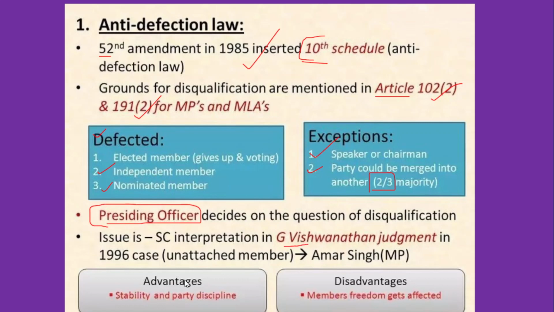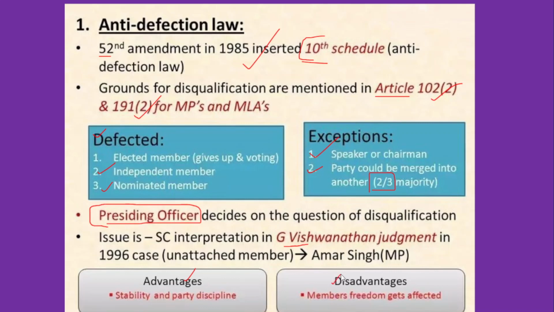Okay, if we talk about the advantages and disadvantages of the anti-defection law, the first advantage is stability and party discipline. This is very important because the anti-defection law actually works as an effective deterrent against defecting members. That helps in preventing instability and preventing frequent elections as well.